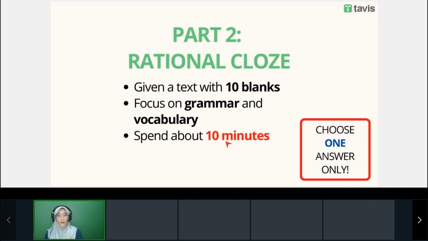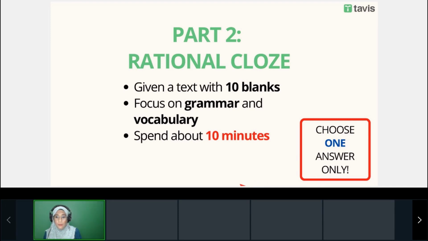All right? So for rational cloze, you will be given 4 options. Okay, 4 multiple choice. So 4 options, but you have to choose only one answer. So don't forget, one answer only. If you think this is the best one, then just take that one. Please do not pick B and then suddenly think, oh no, I think C. Please do not do that. Choose only one answer for this part.